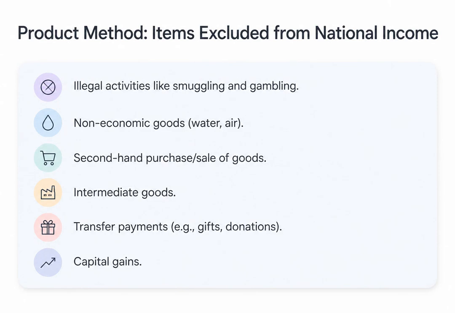Conversely, several items are strictly excluded from the product method. Illegal activities like smuggling are left out because they operate outside the formal economy. Non-economic goods like naturally occurring air and water aren't counted. We also exclude the sale of second-hand goods because their value was already counted in the year they were originally produced. Intermediate goods are excluded to avoid the double counting we just discussed. Finally, transfer payments like gifts and capital gains from asset price changes are excluded because they represent a transfer of wealth, not the creation of new output.